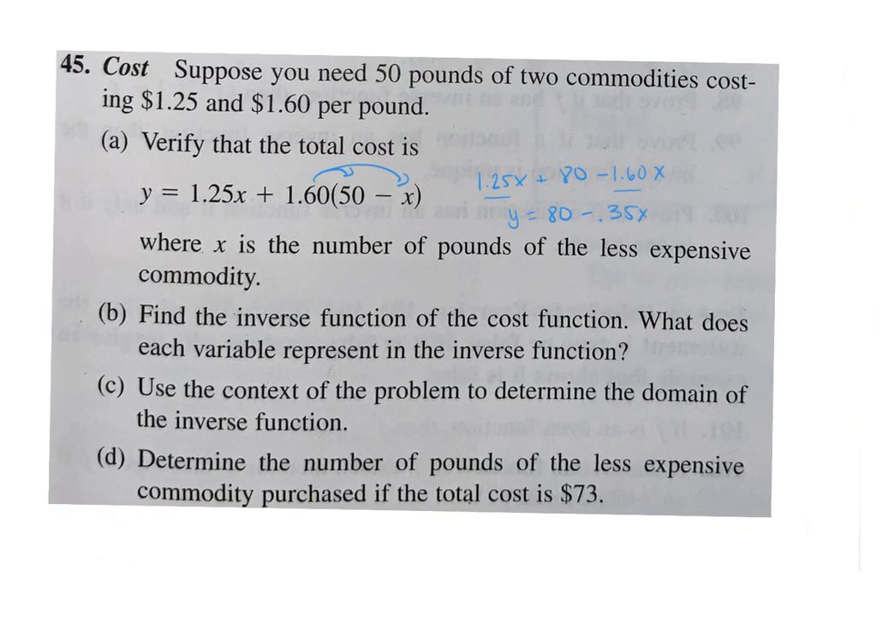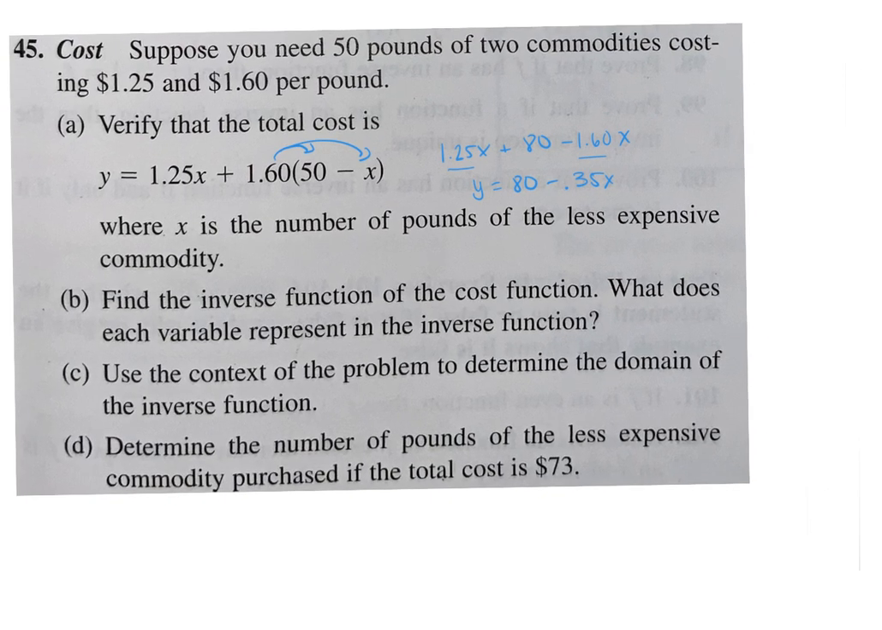All right, so find the inverse. Well, how do I do that? Switch x and y. So we make it x equals 80 minus 0.35y. Subtract 80, divide by negative 0.35. And they actually did it in decimal form, which is fine.